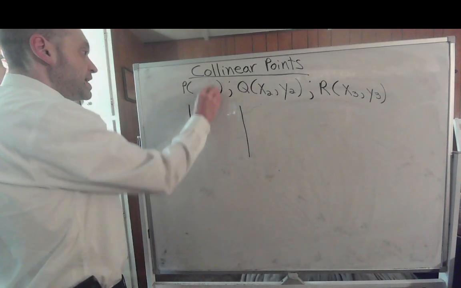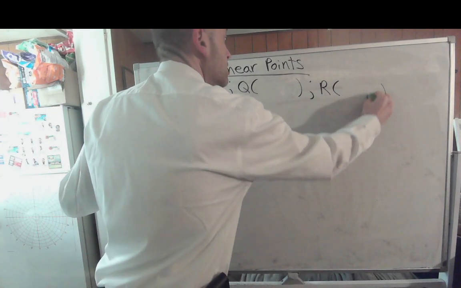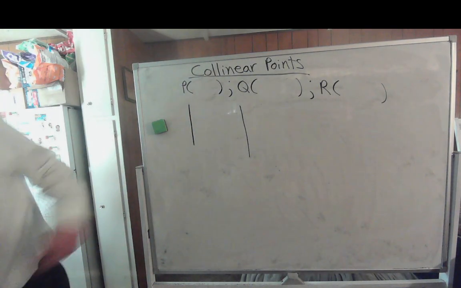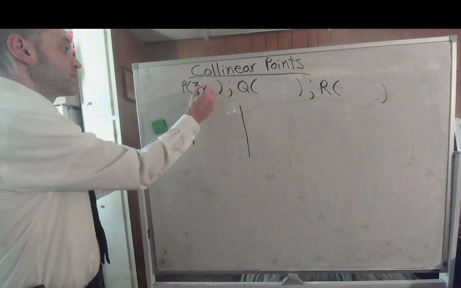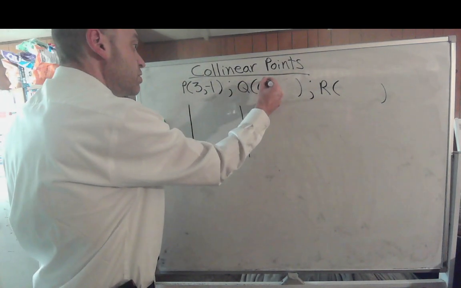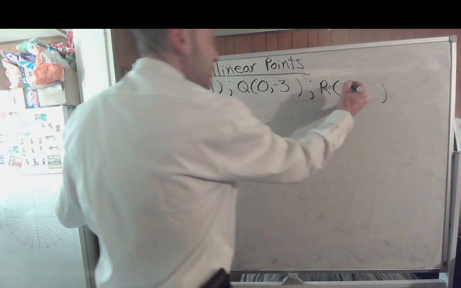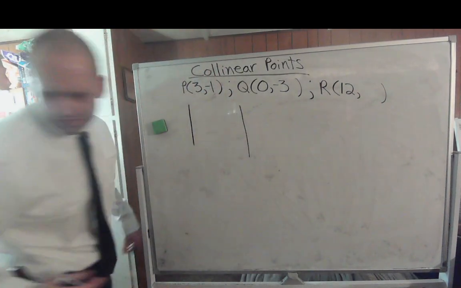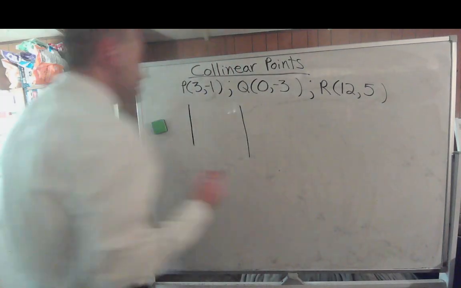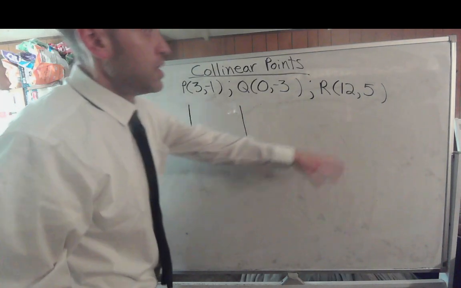So let's see what we get. Point P, we have 3, -1. Point Q, we have 0, -3. Point R, we have 12, 5. So we have points P (3, -1), Q (0, -3), and R (12, 5).